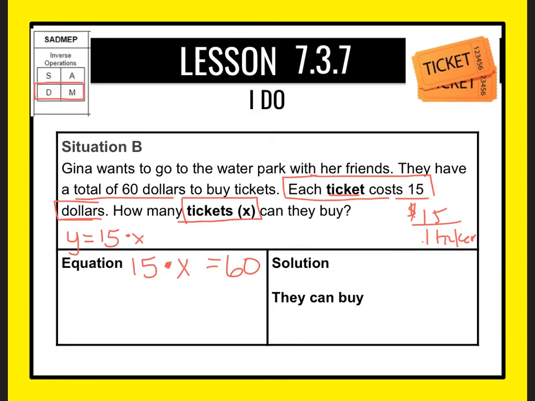So they've given me multiplication. What's the inverse of that? It's to divide by 15. And what I do to one side, I do to the other. So 15 divided by 15 is 1, right? And 1 times x leaves me with x. And if you take 60 and divide it by 15, that's going to equal 4. So they can buy a total of 4 tickets.